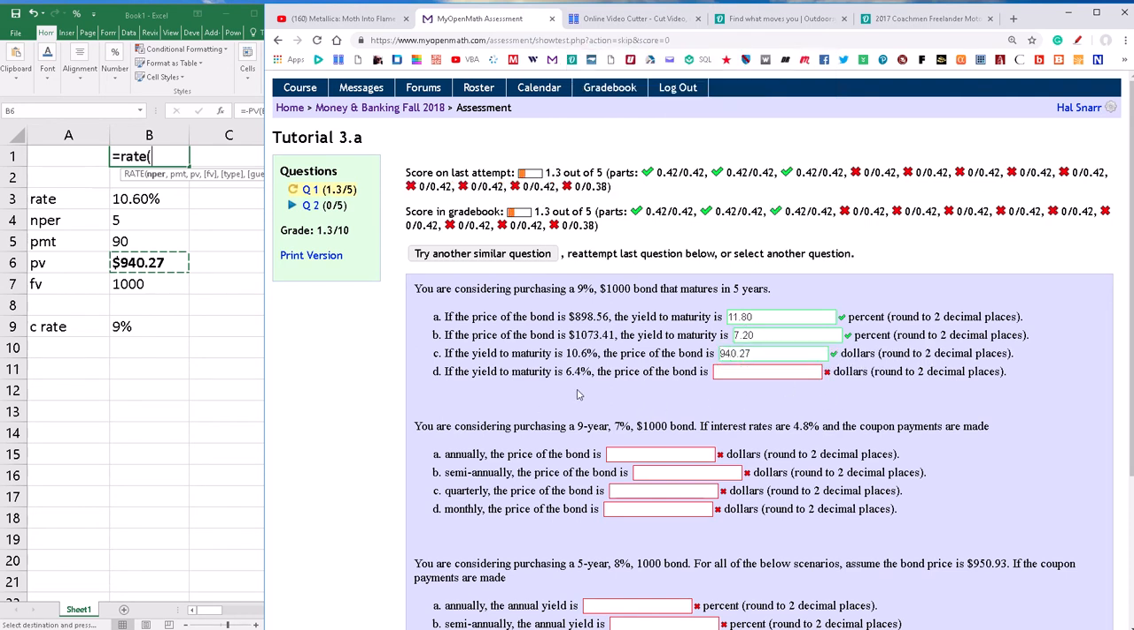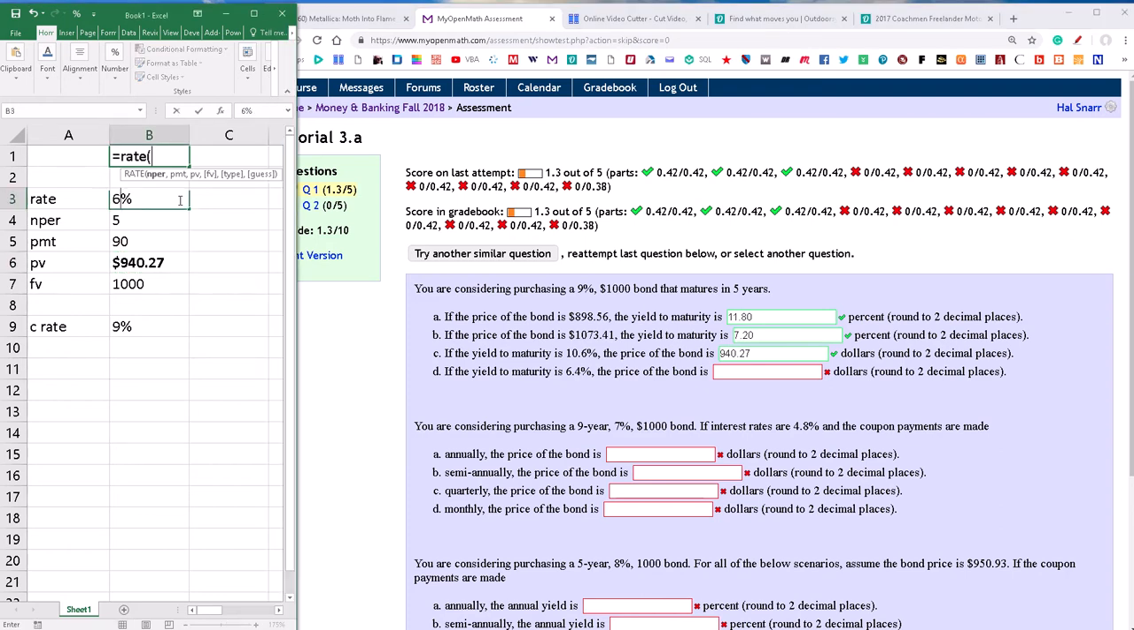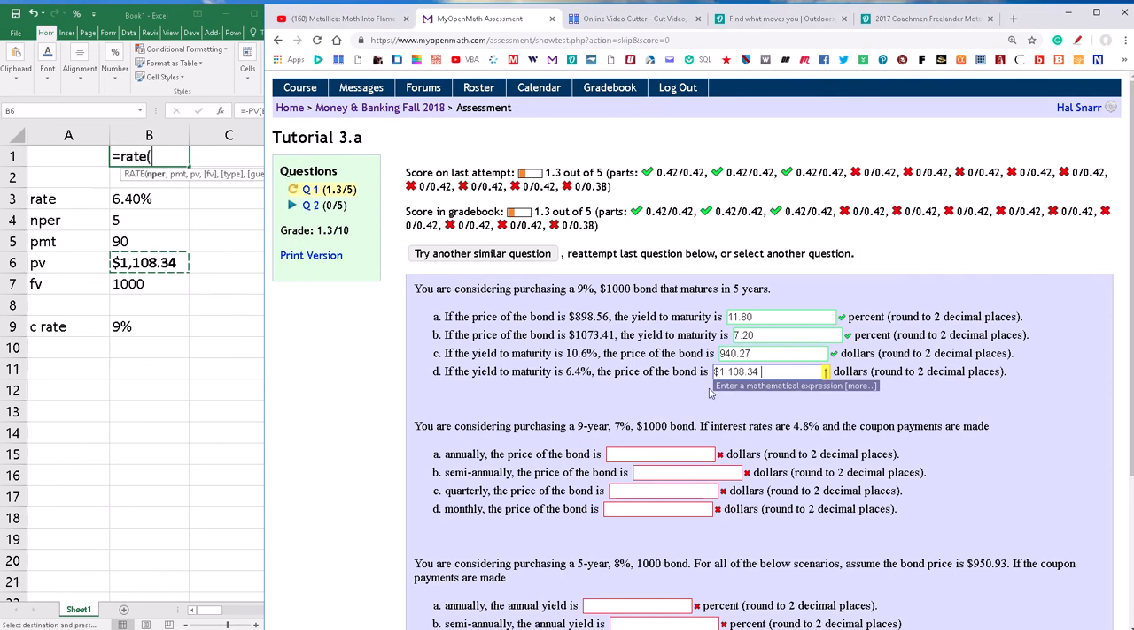There we go. Now the one difference between C and D is the interest rate. So we're going to change the interest rate to 6.4%. And the price went up, so when the yield to maturity goes down, the price goes up. We're going to copy that and put it into my OpenMath, get rid of the comma and the dollar sign, and hit enter. Okay, so the moral of this story is, as interest rates go up, the prices of the bonds go down. As interest rates go down, the price of the bond goes up.